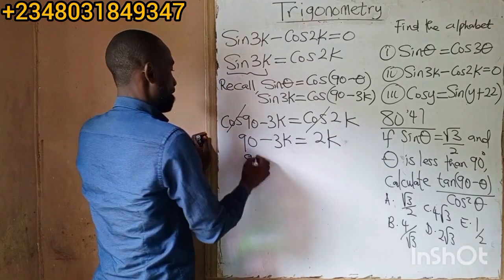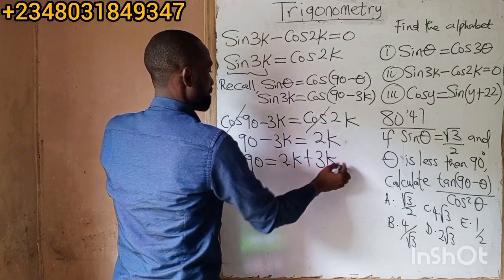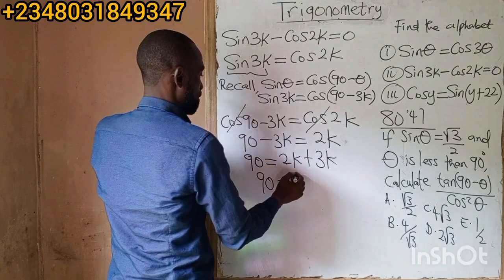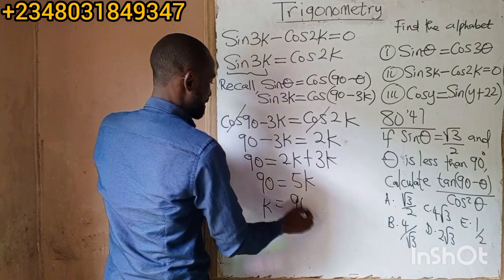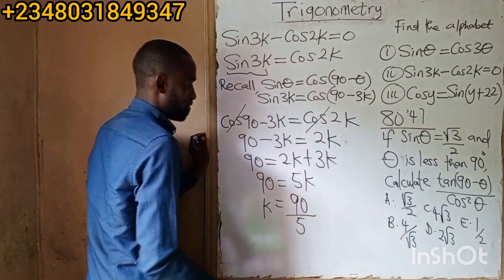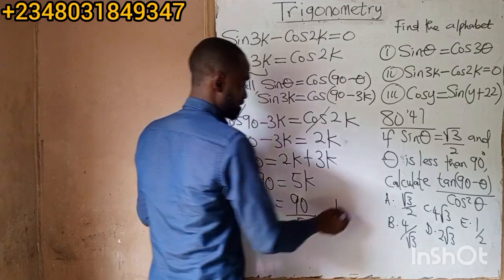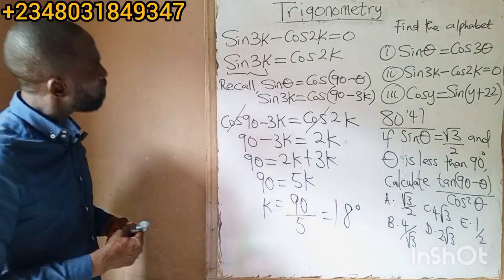This one will come here. We have 90 equals 2k plus 3k. What does that give us? 90 equals 5k. So our k is 90 over 5, and that will give us 18. Well, our k is 18.